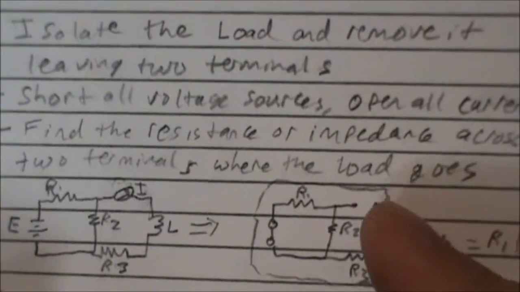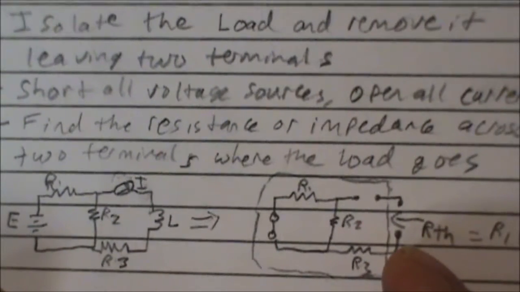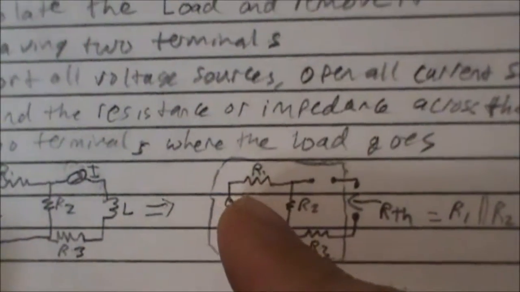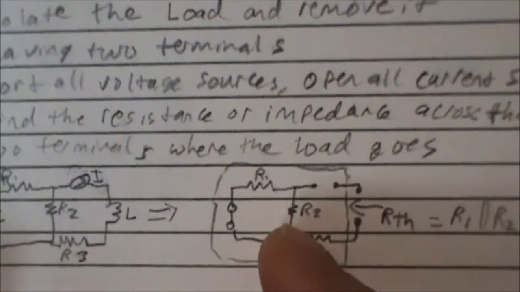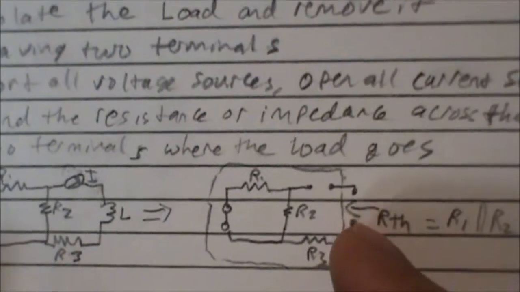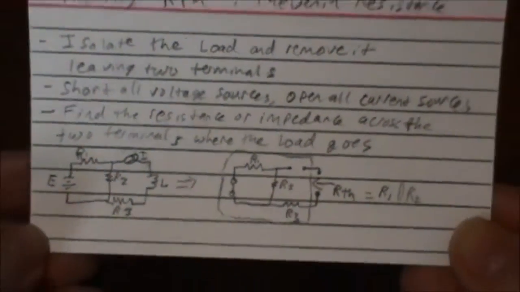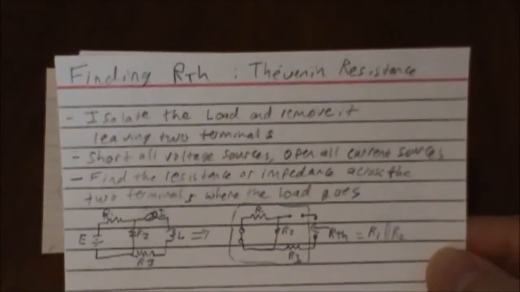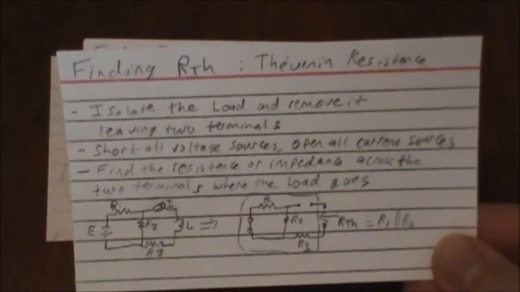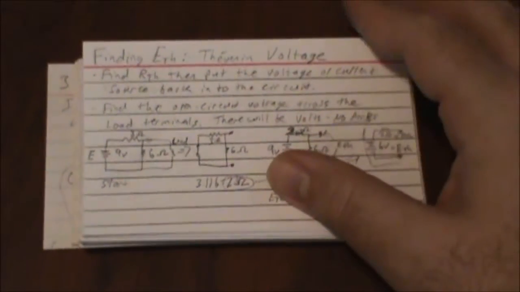now this is an open circuit, which means there's no current here. We just have R1 essentially in parallel with R sub 2, and then that is basically our Thevenin resistance. So that is just an example of how RTH, or RThev, works here.